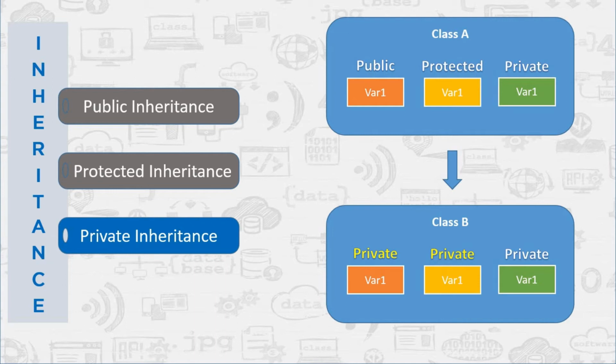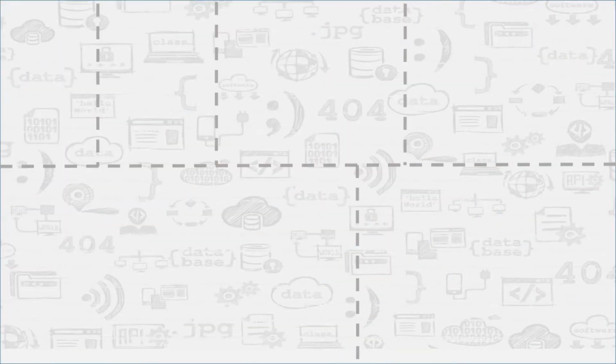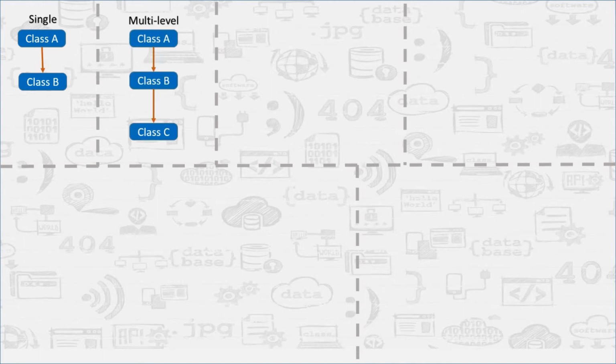That's all about modes of inheritance. Now, let's see the types of inheritance. First, single inheritance. In this inheritance, a derived class is created from a single base class. Second, multi-level inheritance. In this inheritance, a derived class is created from another derived class. Third, multiple inheritance. In this inheritance, a derived class is created from more than one base class.